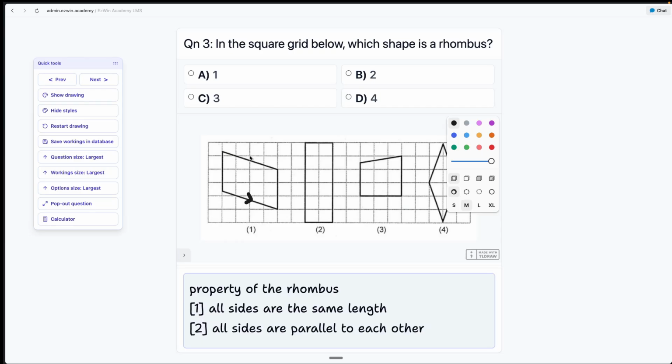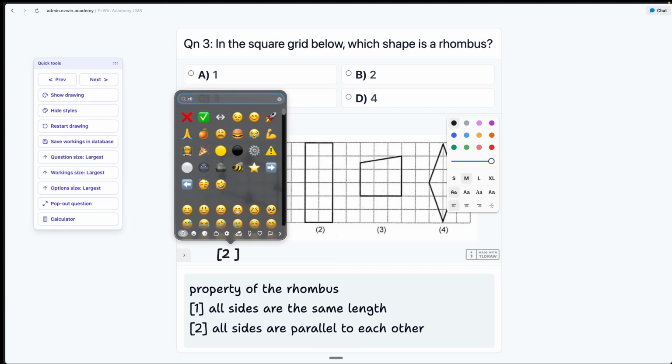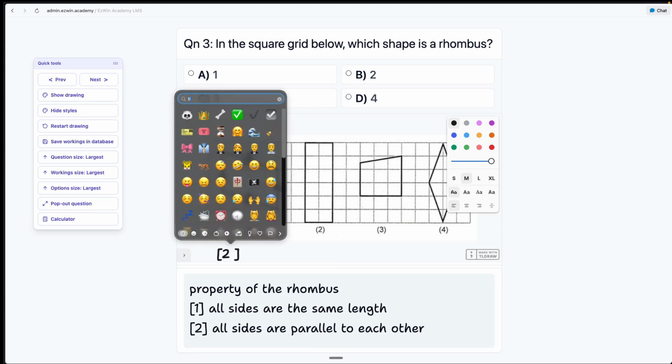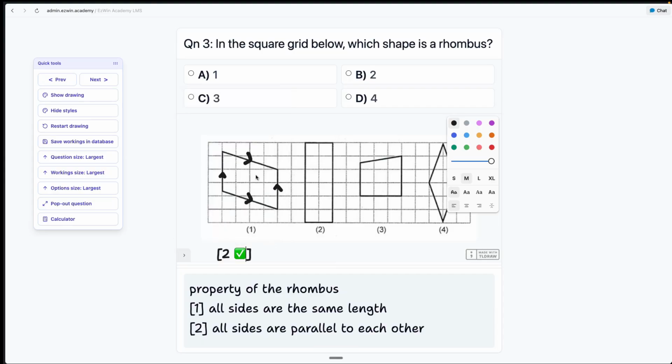Okay, so in this case, let's go to option number 1. All sides are parallel to each other, so that means property number 2 is correct. So I'm going to put a tick here. So 2 is correct. But what about 1? All sides are the same length. How do we measure length for something in the grid?